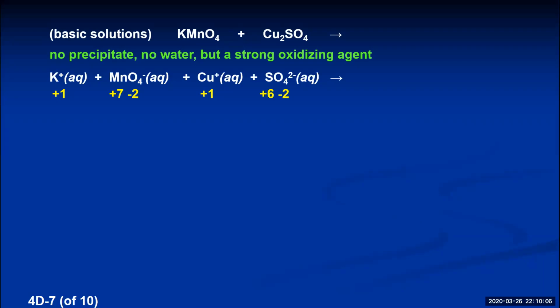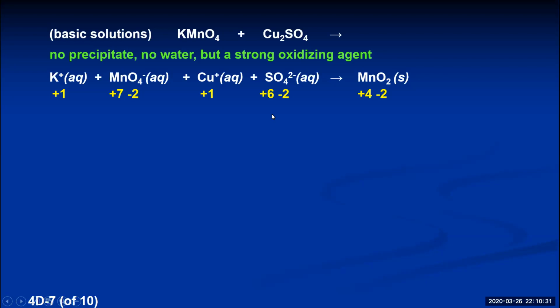In a basic solution, the permanganate ion gets turned into manganese 4 oxide, so this is one product. And now we've got to figure out the other product. Potassium cannot be any higher than +1 because that's its one valence electron it loses. That's all it can do. Copper can actually be higher than +1. Copper forms either +1 or +2 ions, so this is probably the one that's going to react. It's going to probably turn into the +2 ion.